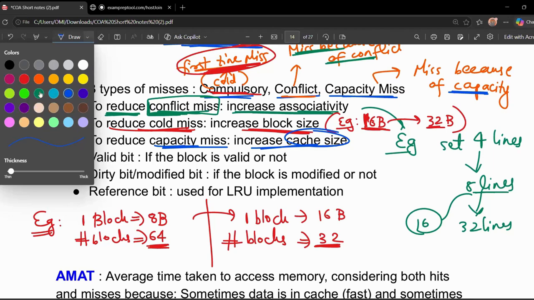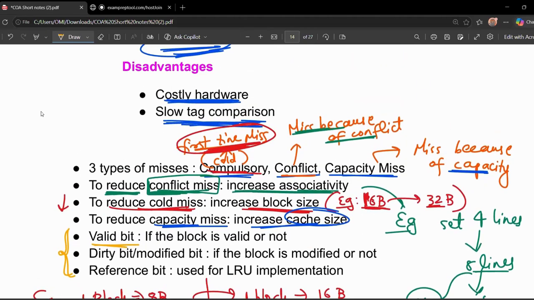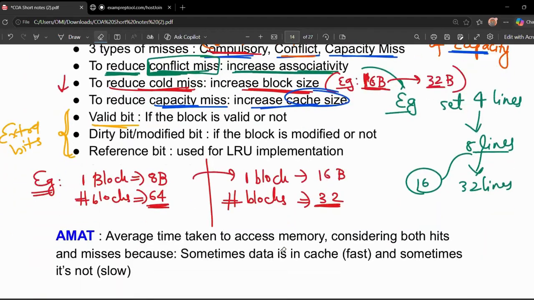Okay. Now we will look into some different types of bits. So what will the valid bit say? I told you that other than the tag, extra bits are stored for each block. So these are those extra bits. What is the valid bit? It says if the block is valid or not.